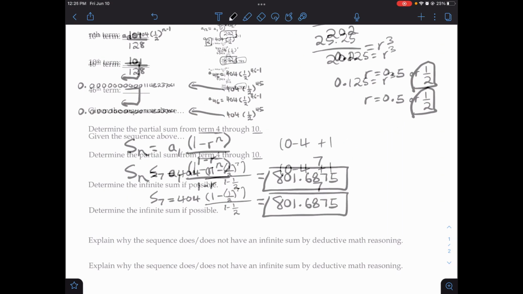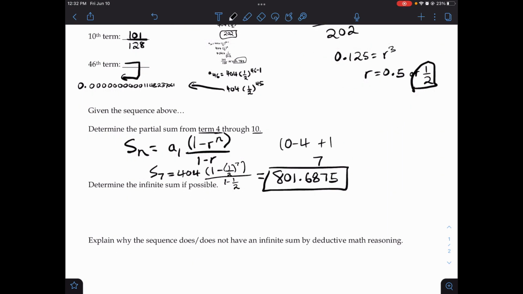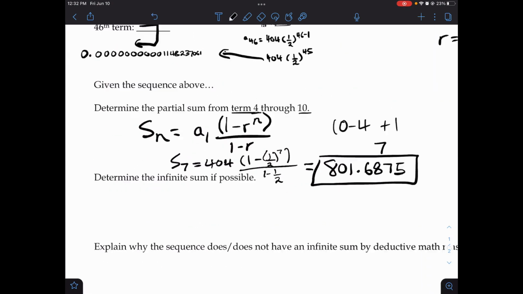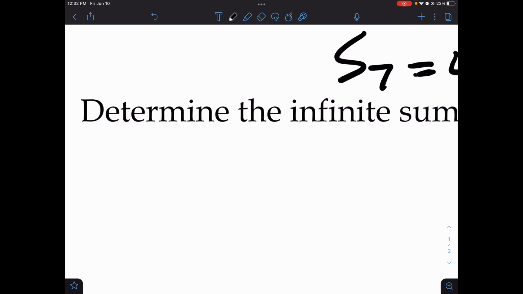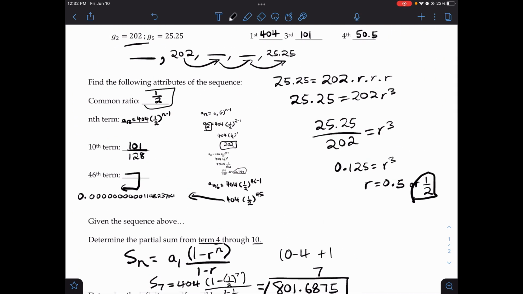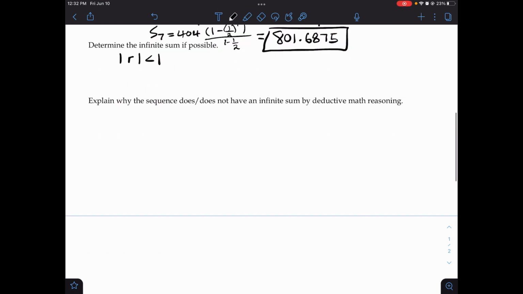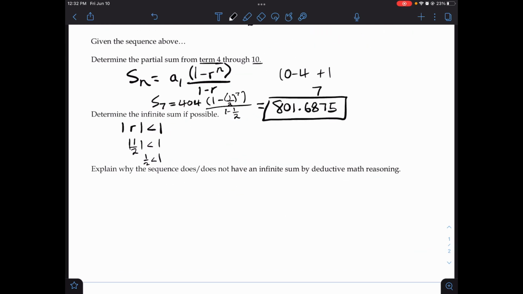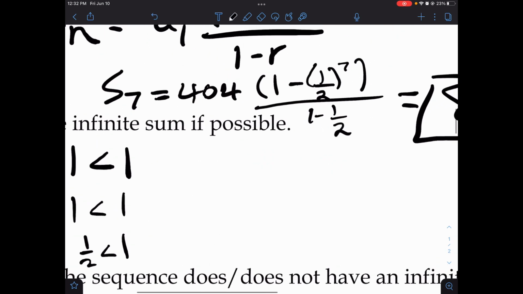That's our partial sum. Okay, now let's find the infinite sum, if possible. The infinite sum of a sequence is only possible if the absolute value of our common ratio is less than 1. So in this case, the absolute value of our common ratio, 1/2, is just 1/2, which is less than 1. So we can find our infinite sum.